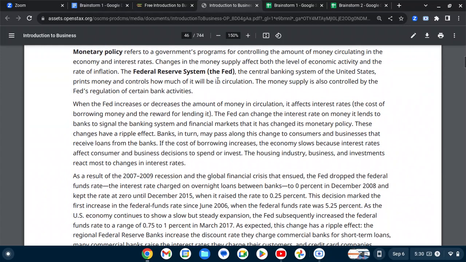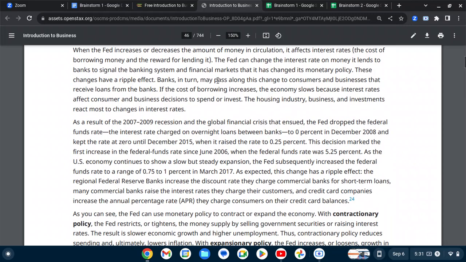Monetary policy. Monetary policy refers to a government's programs for controlling the amount of money circulating in the economy and interest rates. Changes in the money supply affect both the level of economic activity and the rate of inflation. The Federal Reserve System, the central banking system of the United States, prints money and controls how much of it will be in circulation. The money supply is also controlled by the Fed's regulation of certain bank activities.